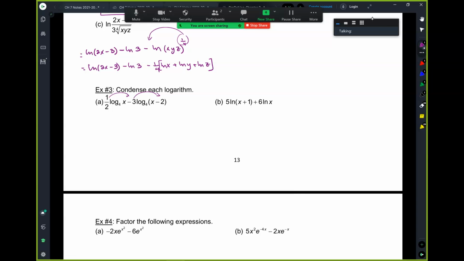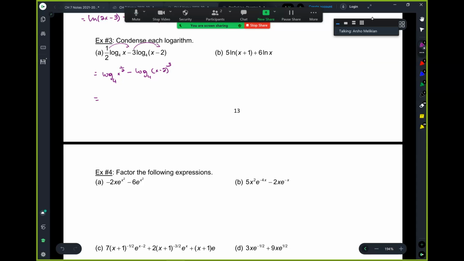Okay, so I get log base 4 x to the half minus log base 4 x minus 2 cubed. Okay, now condensing means you end up with one logarithm. So log base 4 x to the half, and since it's being subtracted, I divide by x minus 2 cubed. Okay.